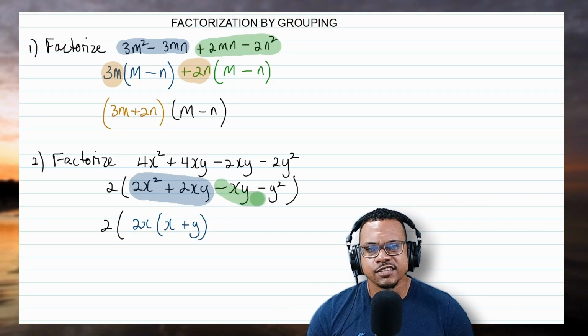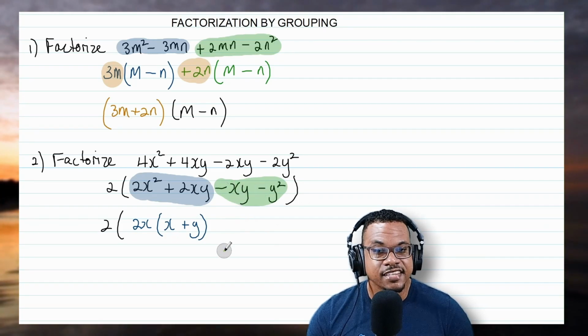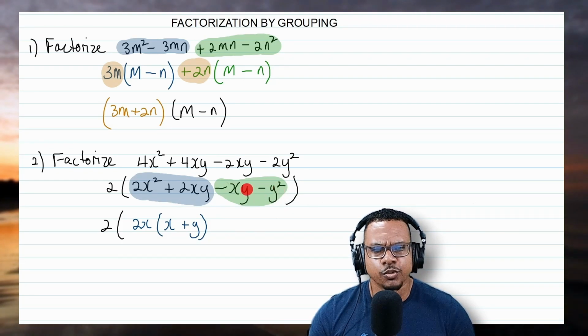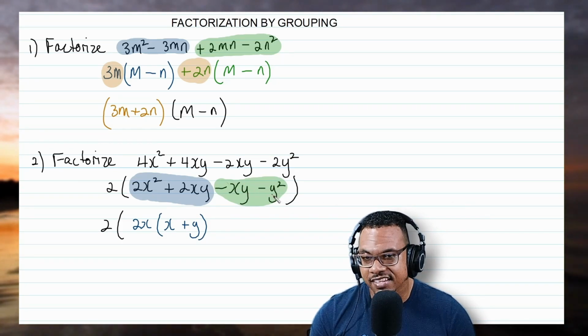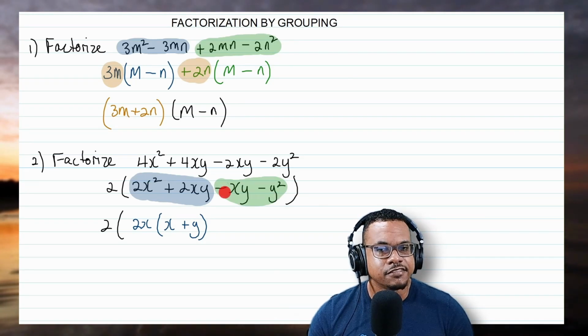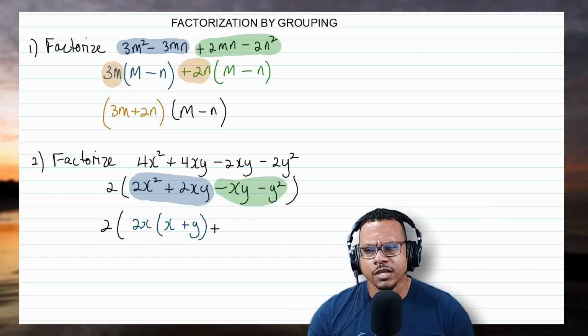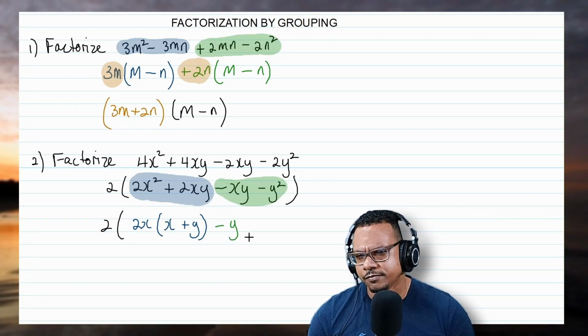Then I'm going to look at the next 2 terms here and decide, is there anything common between those 2 terms? Now I'm seeing xy and y squared, so y is common to both terms. Y will be the highest thing that can go into both terms. And the first term in this factorization here is negative, so my HCF would be negative. So I'm going to write negative y.